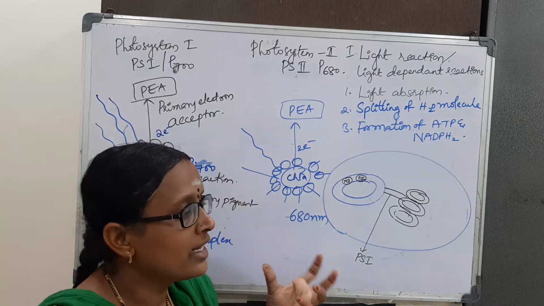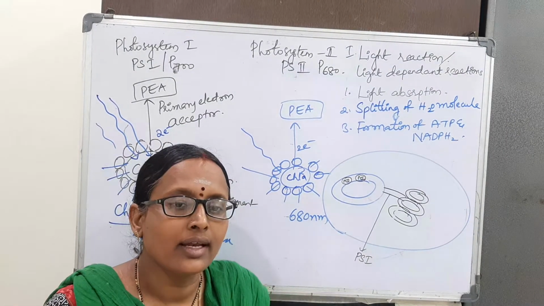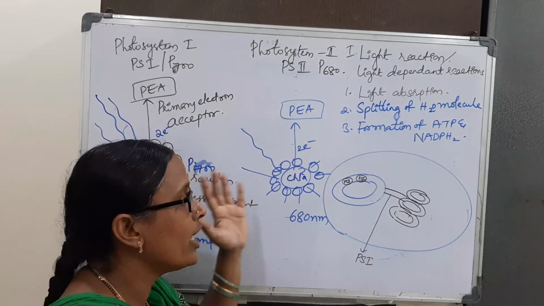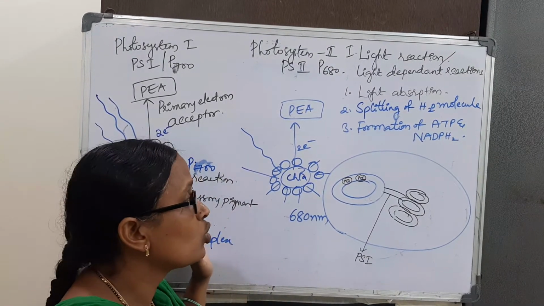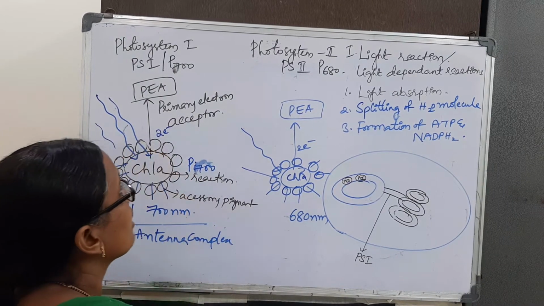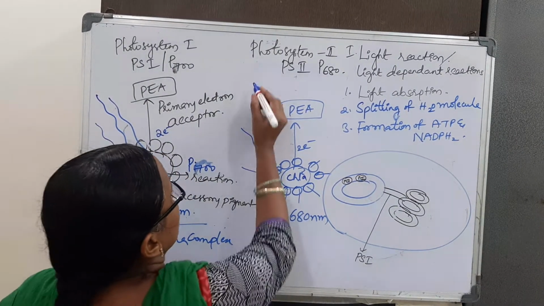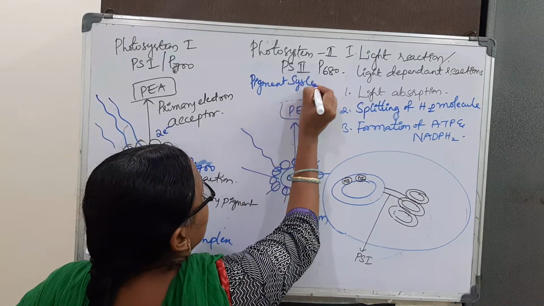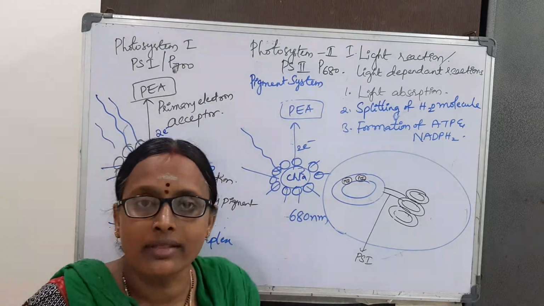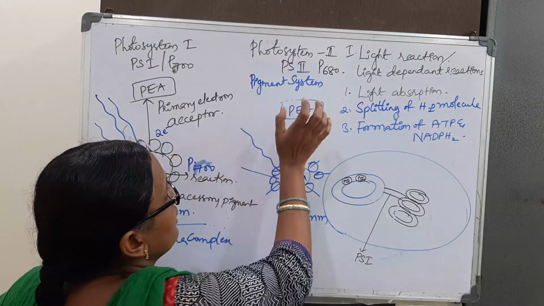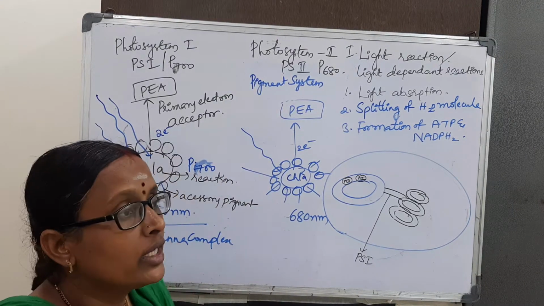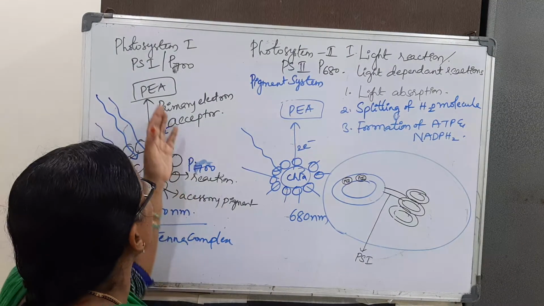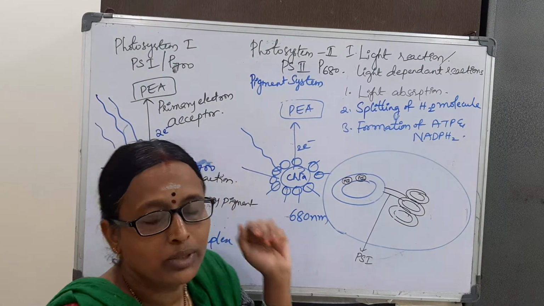So in green plants, to capture the light, there are two systems, two antennas. We can also call them pigment systems. One is photosystem 1 and the other is photosystem 2. They are named photosystem 1 and 2 by the order of discovery. First PS1 was discovered and then PS2.